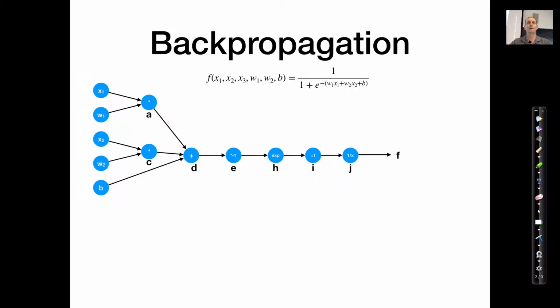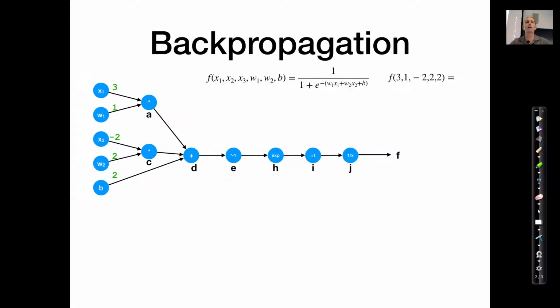Okay. Backpropagation. So here's how backpropagation works. We implicitly have this computation graph, and what we're going to do is first do our forward pass. Our forward pass says we're trying to evaluate with these values of x1, w1, x2, w2, b. So we're going to just assign them. Green is going to be our forward pass.